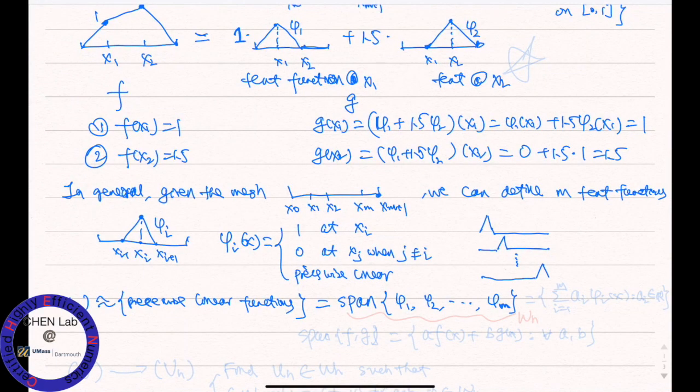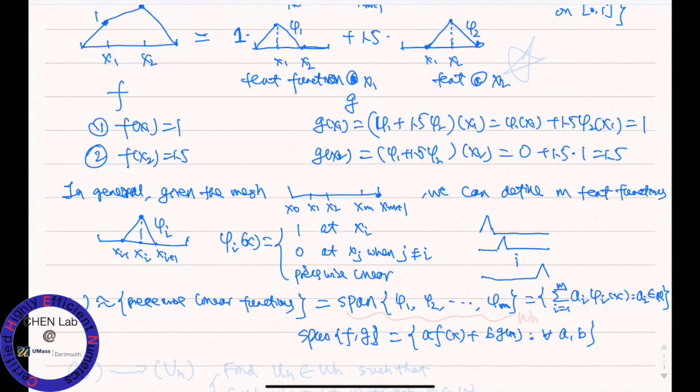What do we mean by a span? The span of f and g is a linear combination a f of x plus b g of x for any a, b. So this is like a summation of a_i phi_i of x, where i is from 1 to m, and this a_i is any real number. Any such function, as we just saw, a piecewise linear function can be written.